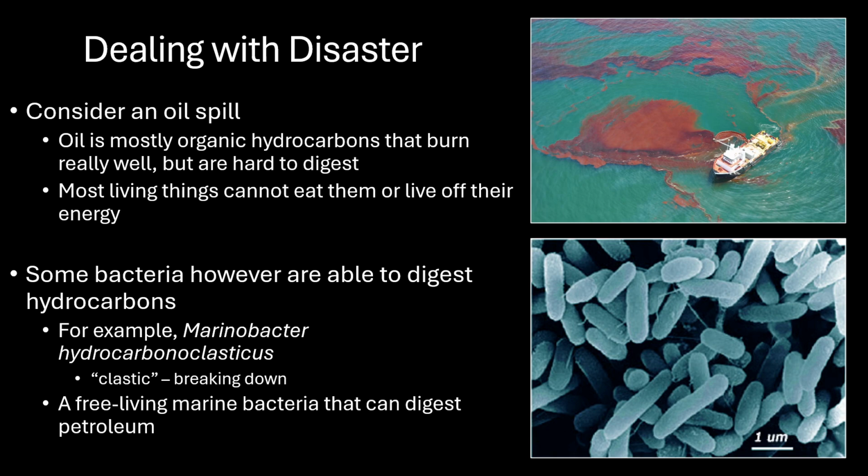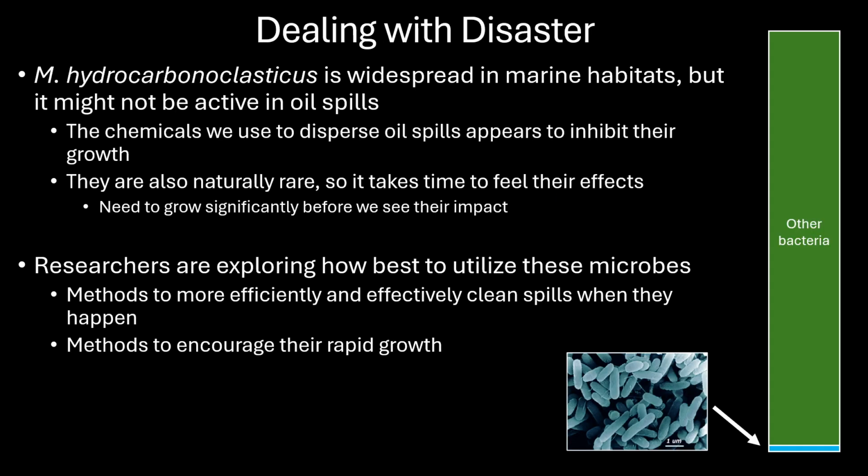But there are actually some bacteria that have devised a way to digest hydrocarbons. A great example of this is a species called Marinobacter hydrocarbonoclasticus. It's a huge mouthful of a name, but the name, right, refers to what it does. Marinobacter, it is an organism that lives mainly in marine environments. Hydrocarbon, talking about oil, and clastic means to break down, right? So this is a free-living bacterium that can be found in many marine environments, and it's known to digest petroleum products.